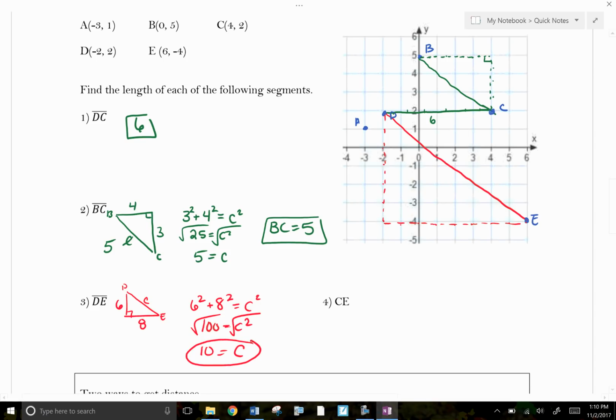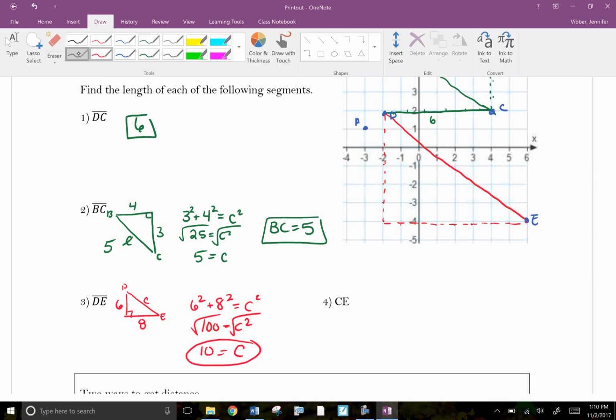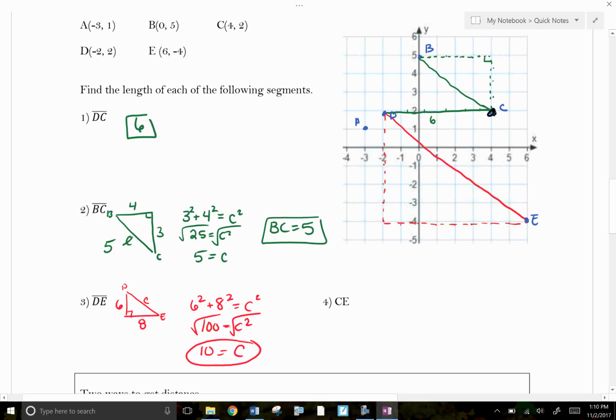Okay, CE. Mrs. Vibber, my diagram looks really messy and I don't want to draw those dotted lines anymore. Can't I just have a formula? Sure, you can use a formula because there's a nice happy formula. If you want to find the length of CE, there is a formula that goes with it. When I drew in these dotted lines, what I really did is I figured out how far horizontally I need to go to get from C to E. I needed to find delta X. And then I figured out how far vertically it was from C to E. That was a delta Y.